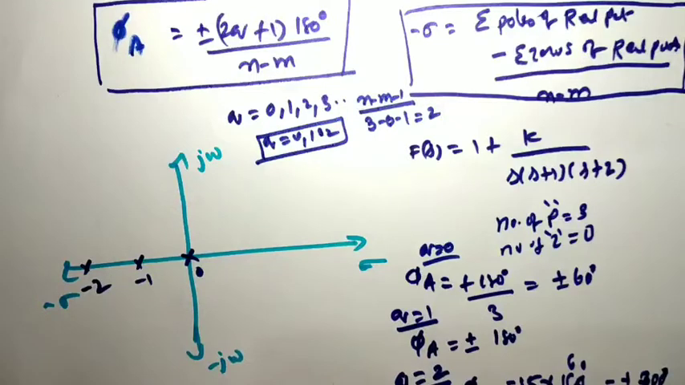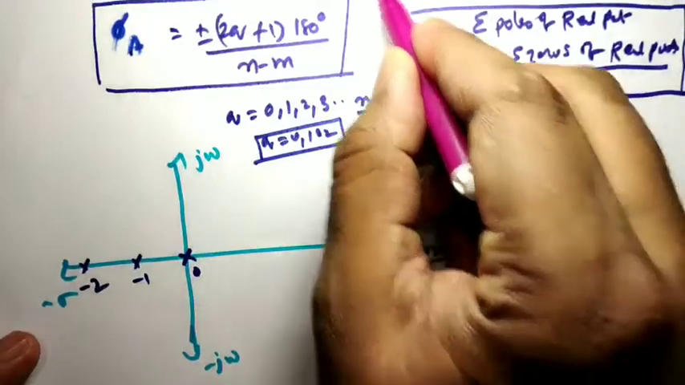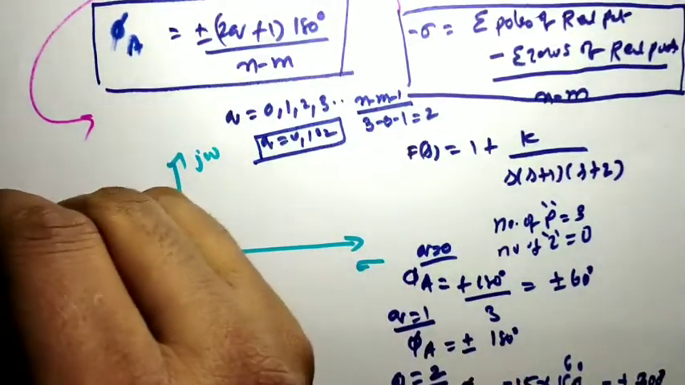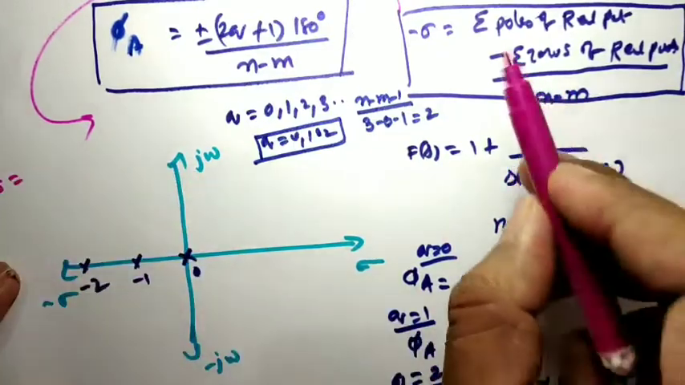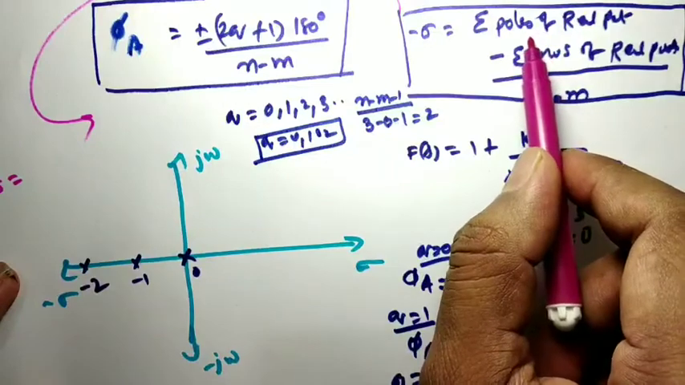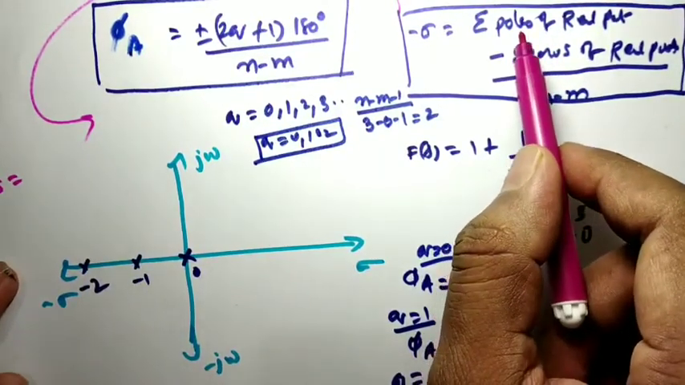So how am I going to draw this? Let me find the centroid also from this. The centroid is this one; I'm going to draw the centroid here. So the centroid, minus sigma, is equal to the real part of the poles.